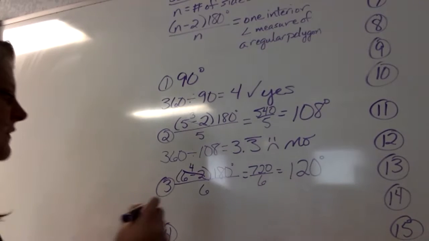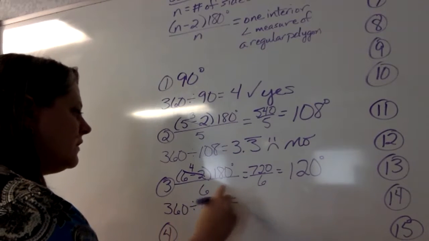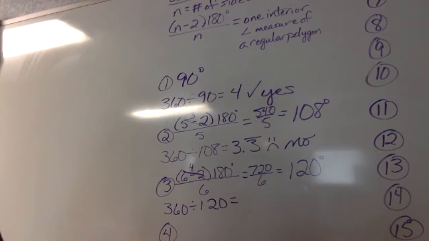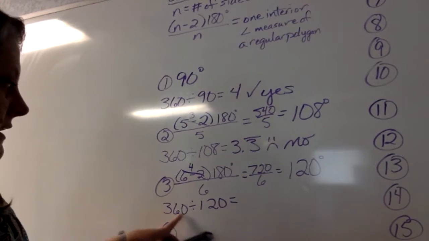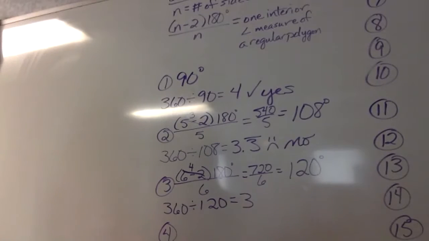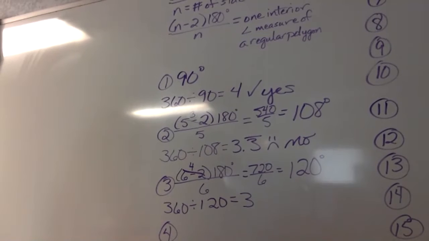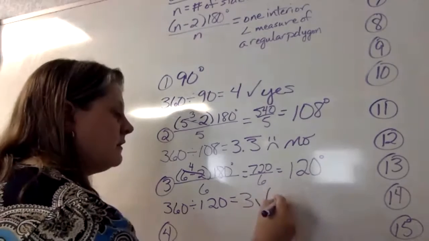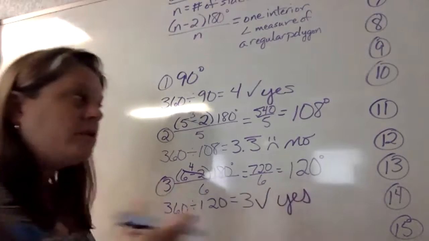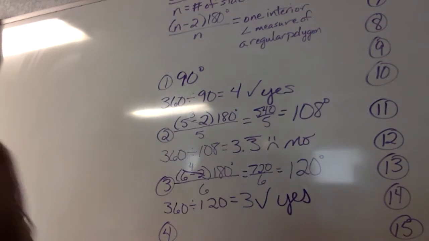So then I need to see if I can divide it evenly into 360, which if you know your multiplication facts at all, hopefully you know that 36 divided by 12 is just 3. So 360 divided by 120 is going to be 3. So since it divides evenly, will it work? Yes. So yes, you can use a hexagon for a regular tessellation. Okay. So we got one more left.